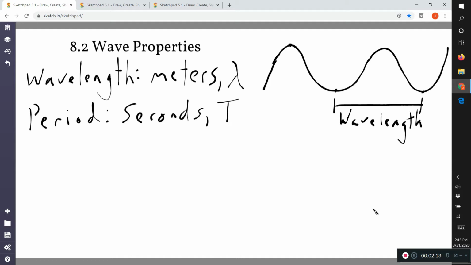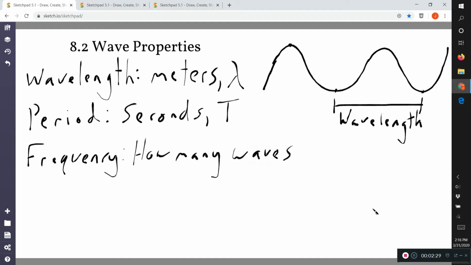A related concept that we're going to talk about is frequency. Frequency is a measure of how many waves per 1 second. So if something has a frequency of 25, that means it would have 25 waves per second. The measurement for this is going to be something called a hertz, which we abbreviate Hz.